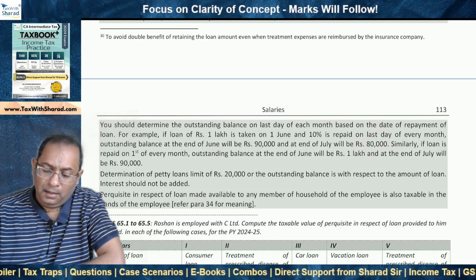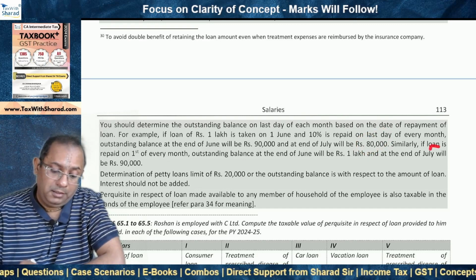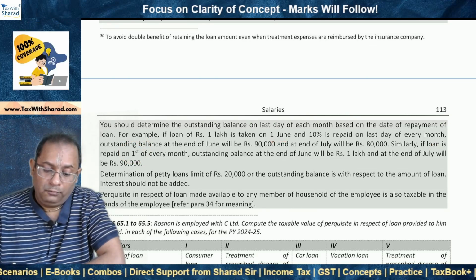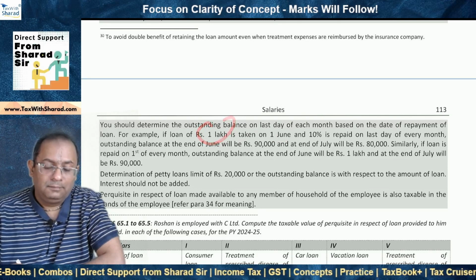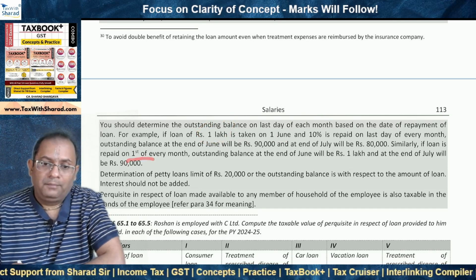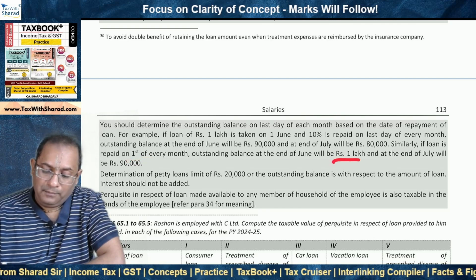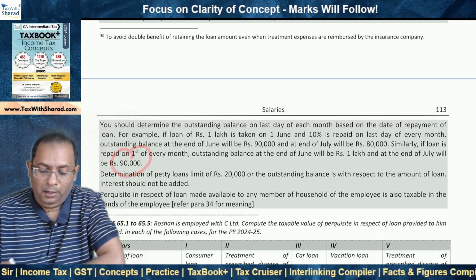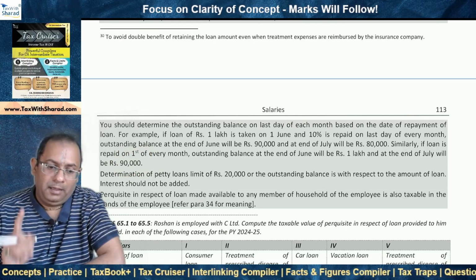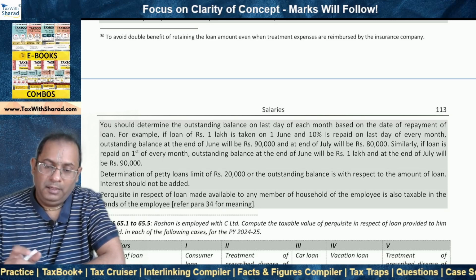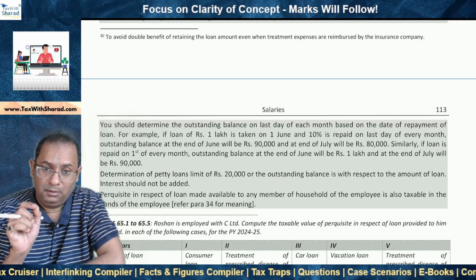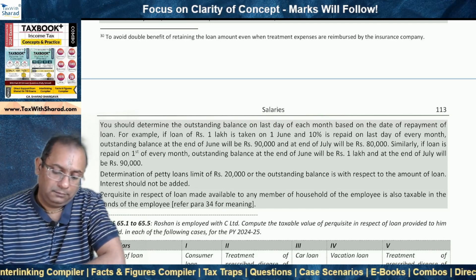But if in the question it is given that the loan is repaid on 1st of every month, then first month is June, so end of June will remain 1 lakh, because you will pay 10,000 firstly when? On 1st of July. So end of June will remain 1 lakh, end of July will be 90,000, end of August will be 80,000, and so on. So don't make this mistake. Check very carefully the question as to the mode of repayment. When is the date when the repayment is made, and accordingly decide what will be the outstanding balance on the last day of the month.